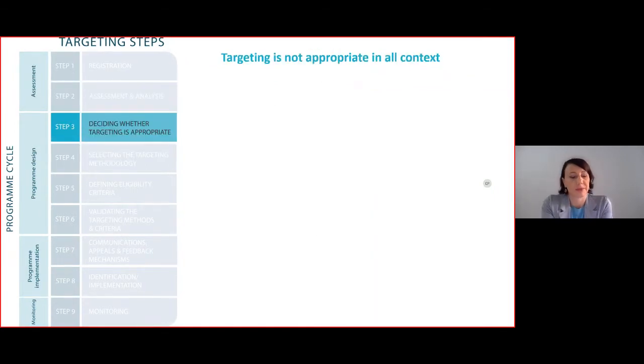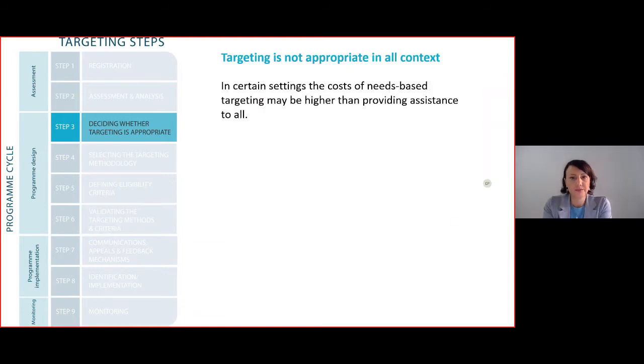The third step for targeting, and this is very much related to program design, is to understand and decide whether targeting is appropriate. So targeting is not appropriate in all contexts. We can have the case, after our analysis, that in certain settings the cost of need-based targeting may be higher than providing assistance to all.